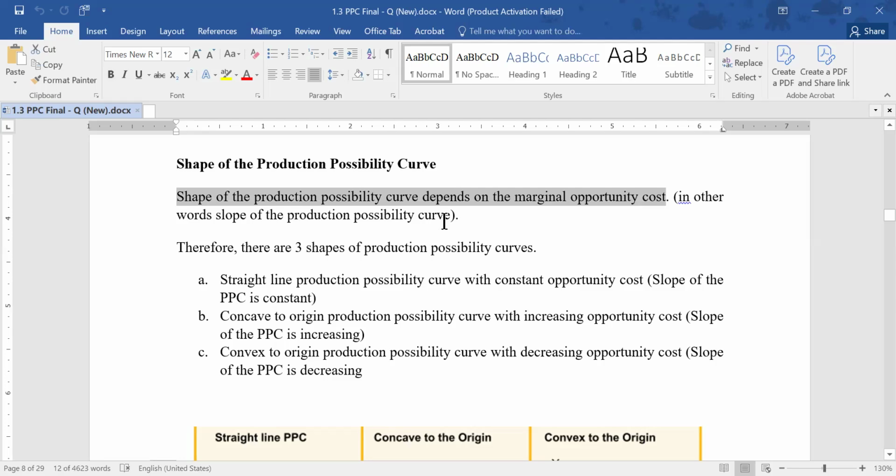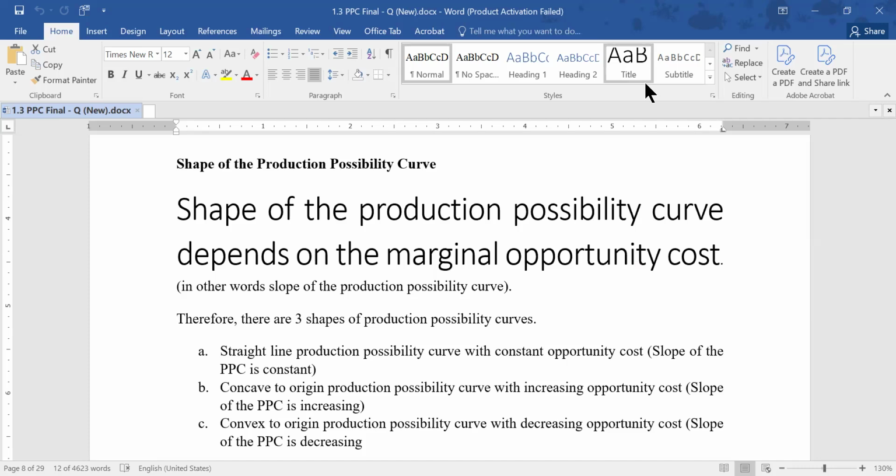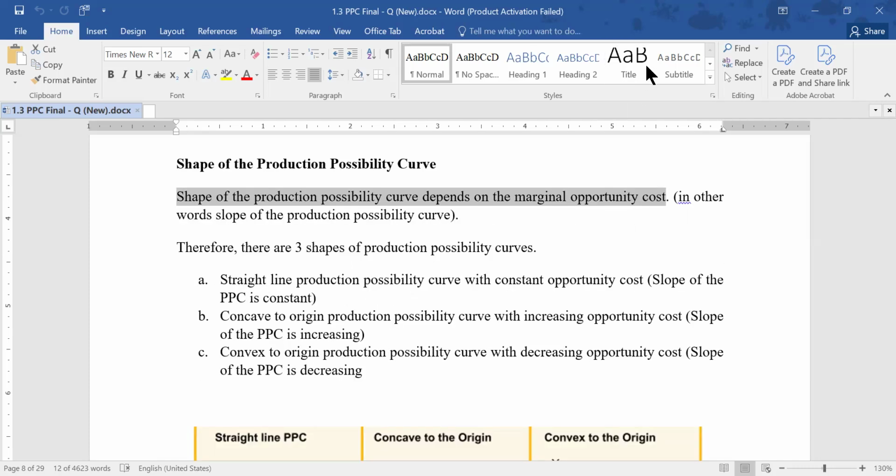Marginal opportunity cost means the foregone amount from one good when the production increases from another good by one amount, right? That means if one production increases by one unit, what is the foregone amount from the other production? That is what we identified as marginal opportunity cost, right? So here, shape of the PPC depends on the marginal opportunity cost.